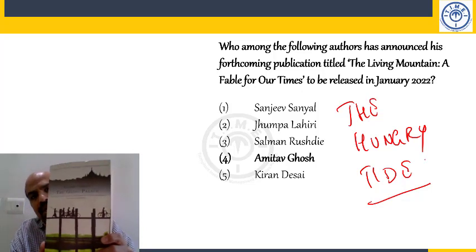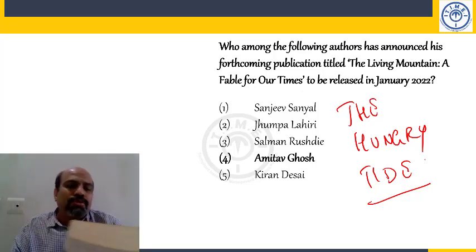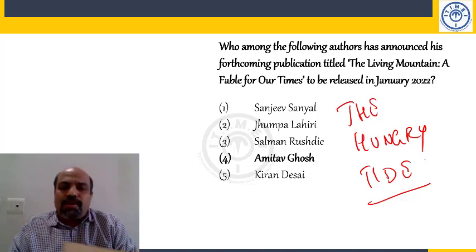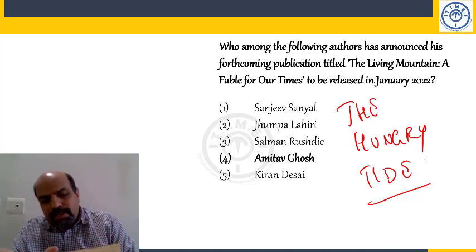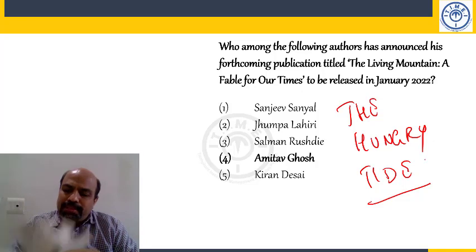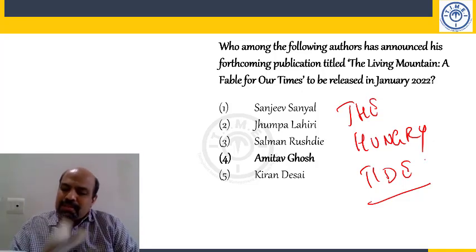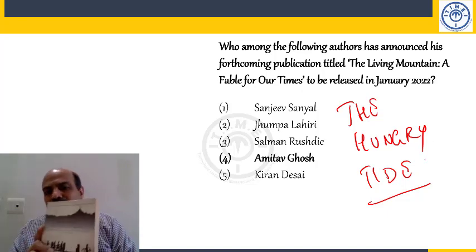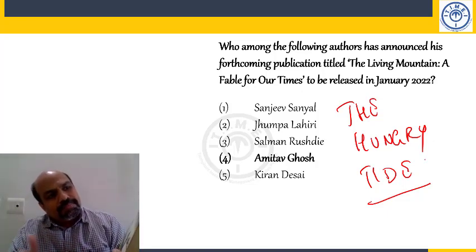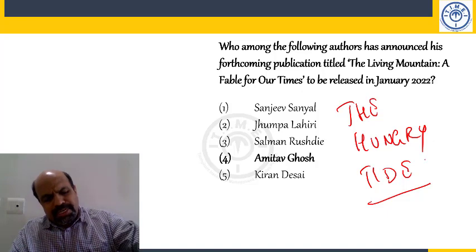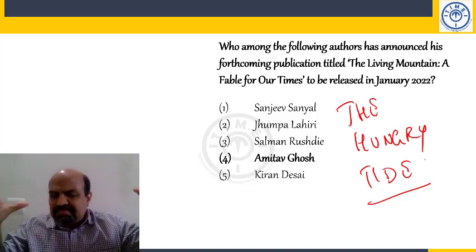This is another novel, The Glass Palace by Amitav Ghosh. This is a story of Myanmar. What happens when the British come to occupy this place, and the royals lose power? That's the story. Very good book, The Glass Palace. You should read Ghosh. Ghosh is amazing, awesome.